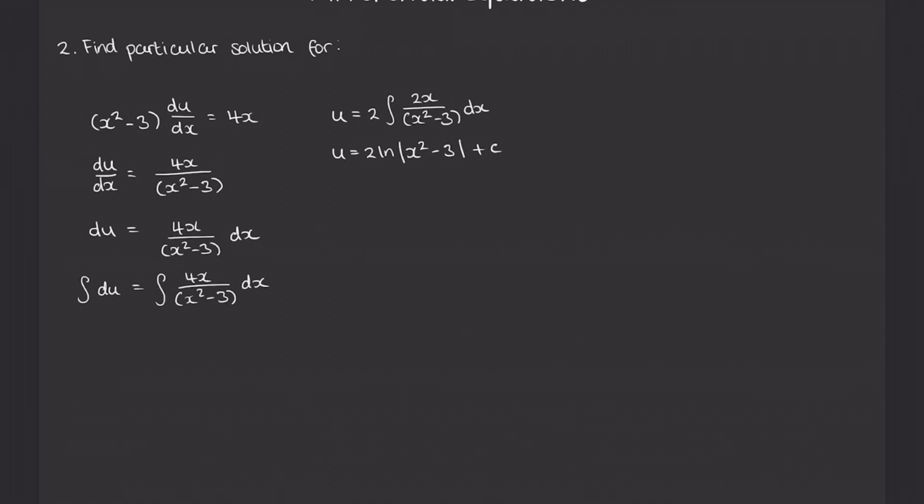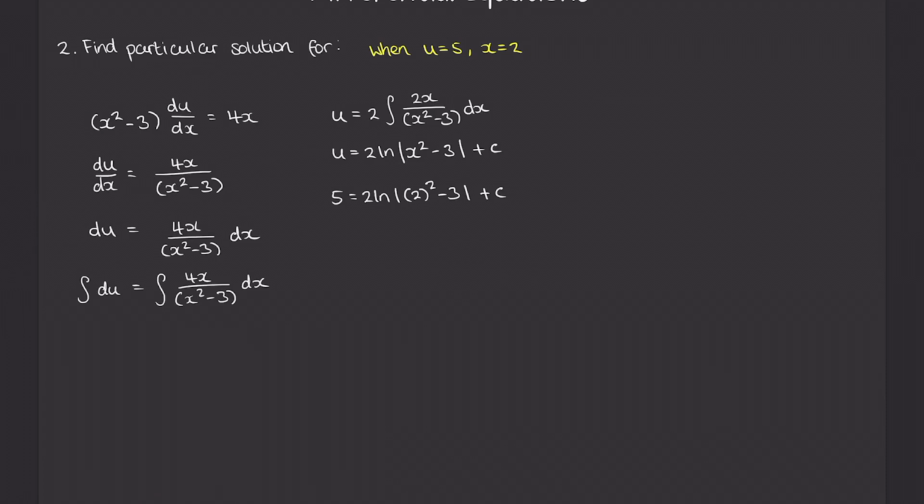Just realized I've forgotten to write the values that the question gives us. So it says in the question that when u is equal to 5 and when x equals 2, right? So what we can do here to find this arbitrary constant is sub in the values. So we know u equals 5, so we'll do 5 equals 2 natural logarithm of the absolute value of x squared, which we know is 2 squared minus 3 plus c.